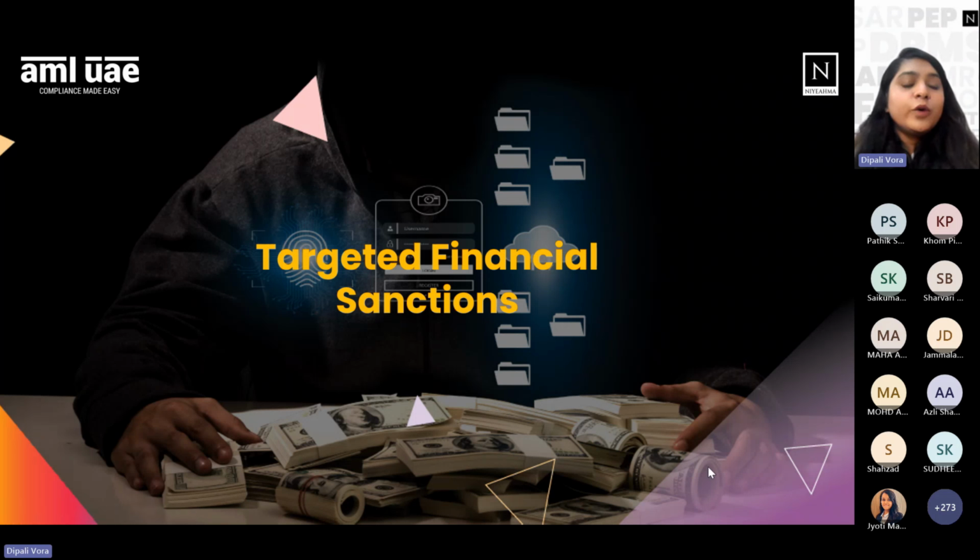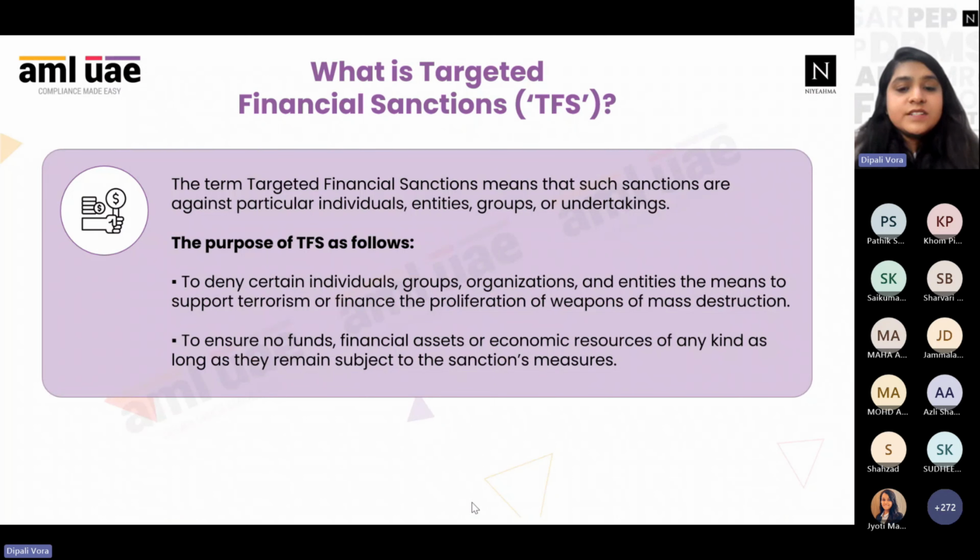So the next topic that we are going to discuss is targeted financial sanctions. Targeted financial sanctions basically means the sanctions which are imposed on specific individuals, organizations, or entities that form part of the sanction list, that is the UNSC consolidated list or the UAE local terrorist list. Now the main essence of implementing TFS is that we make sure that we do not provide any financial assistance to them, and we immediately apply freezing measures. So these are the two main purposes of applying targeted financial sanctions.